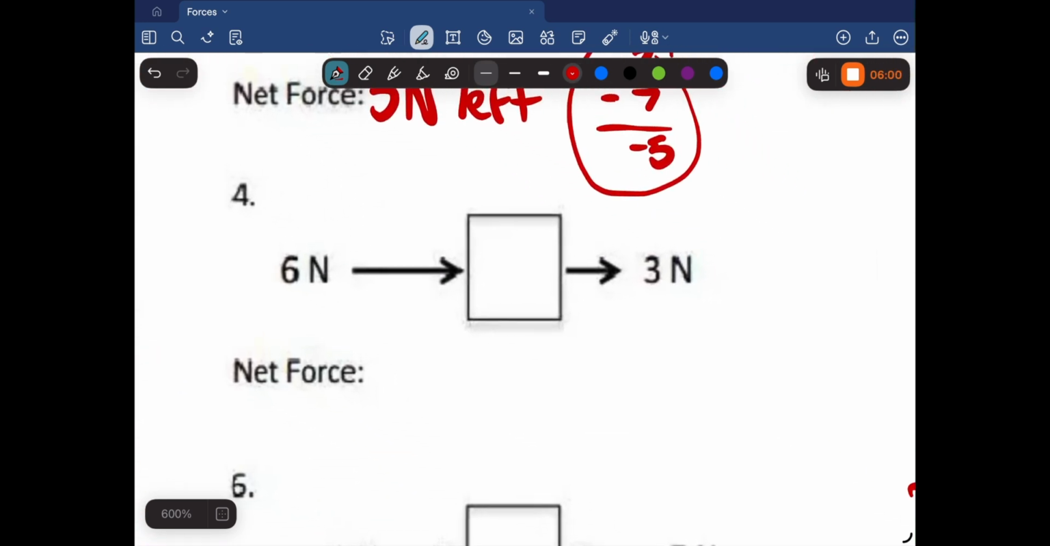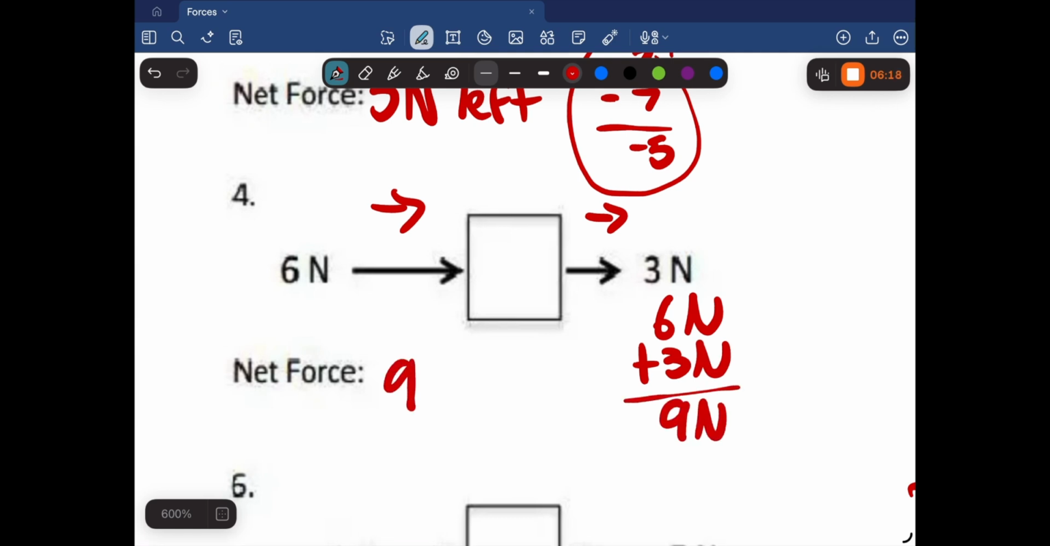We're going to do one last one. So we have here 6N going to the right, 3N going to the right. So they're both going the same direction. If they're going in the same direction, you just add them. So 6N plus 3N, that equals 9N. And it is going to the right.